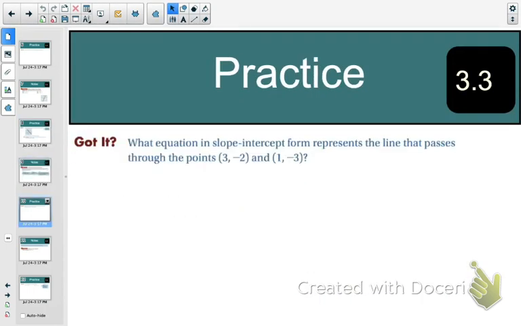Okay, so go ahead and try that with this one, and then I'll do it up here as well. And it doesn't matter what point you pick when you're plugging them back in, so don't worry about that. Okay, pause this in 3, 2, 1, pause.